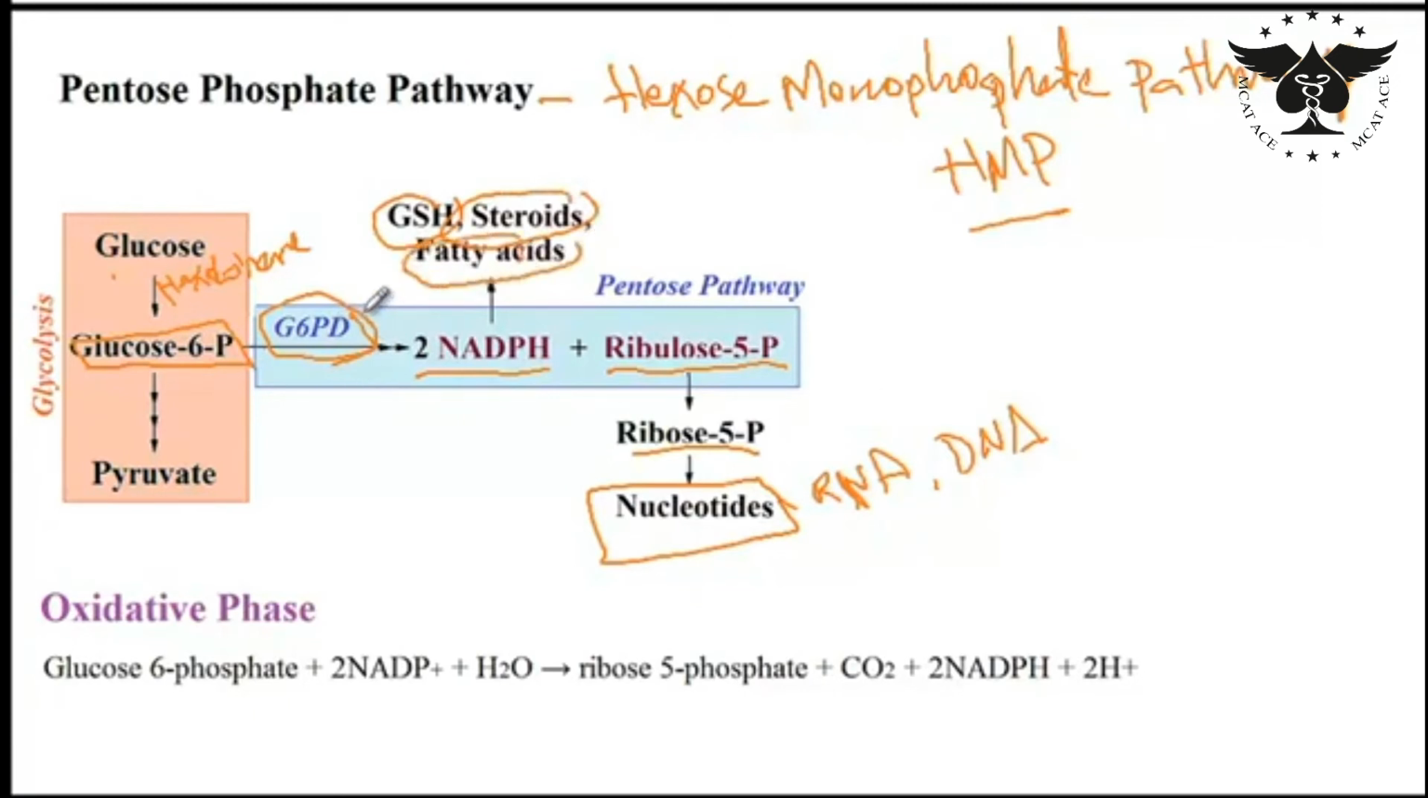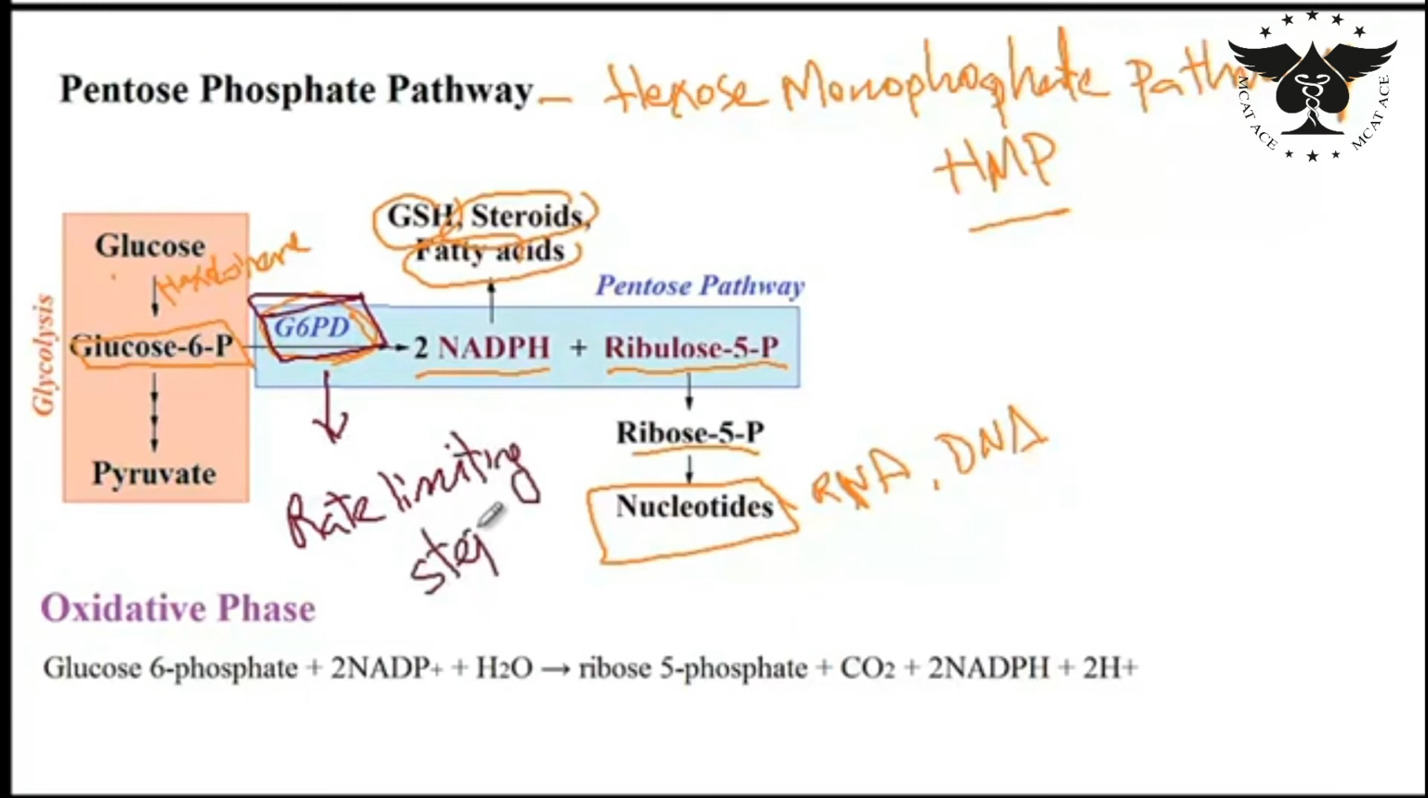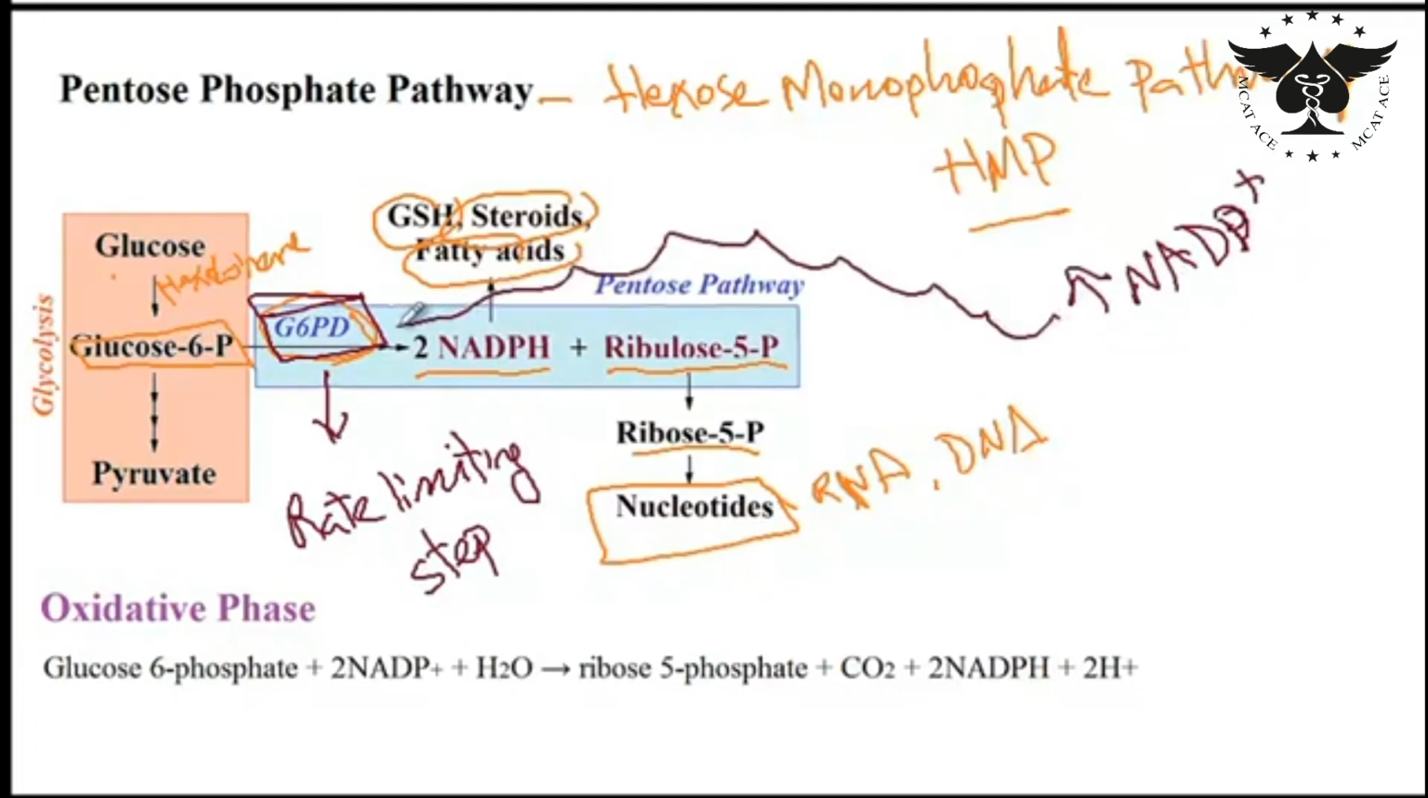Now, one more point about glucose 6-phosphate dehydrogenase. Not only is this the first reaction of the pentose phosphate pathway, this is also the rate limiting step. And so if NADP+ concentration is too high, then it would have a positive effect on glucose 6-phosphate dehydrogenase in order to produce more NADPH. And if there is too much NADPH, then there would be a negative effect in order to lower the production of NADPH.